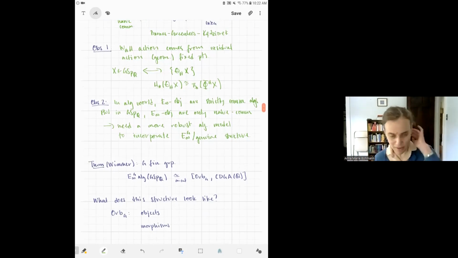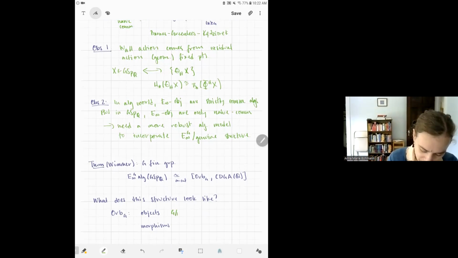Well, first of all, we should think about what the source category is. Orb, right? We're taking functors out of Orb, so what does it look like? Well, the objects are just orbits, G mod H, and the morphisms are just equivariant maps, so from G mod K to G mod H.